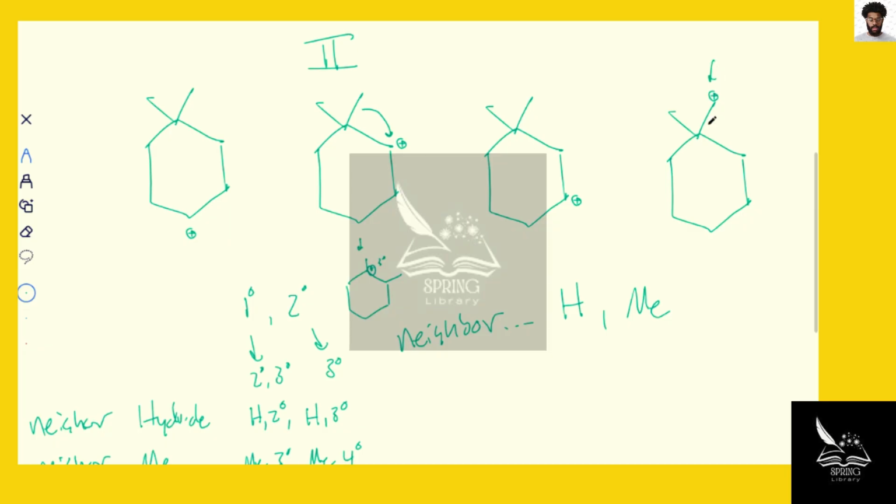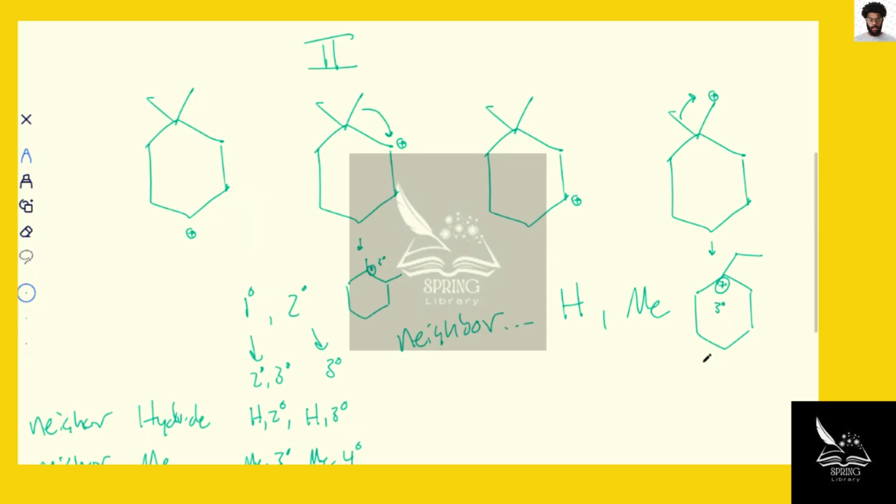Okay, what about here? We've got a primary carbocation, and do we have a neighboring tertiary with a hydrogen? No. Do we have a neighboring methyl on a quaternary? Yes, this can move over there. It would look something like this, right? The methyl and the carbocation change places. And all of a sudden, yep, now we've got a tertiary carbocation.